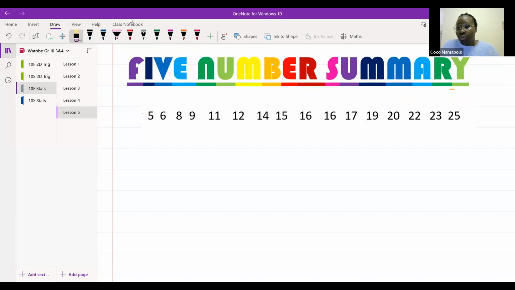Okay, so if you get 14 out of 25 and you are the 4th decile, what percentage of the class did you do better than? What percent of the class did you do better than? 40%. Beautiful stuff.